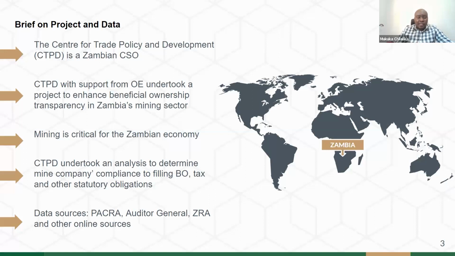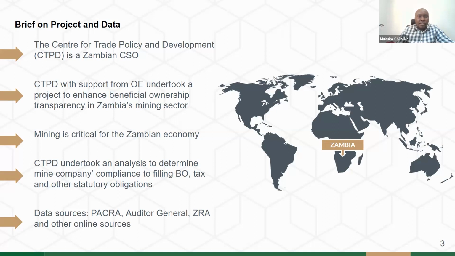So in recognizing the importance of the extractive sector, it's critical that the nation gets the expected benefits from the sector. So part of that is enhancing transparency. Transparency in licensing, transparency in terms of the tax revenue that is coming out of the sector, as well as transparency in terms of who are the actual owners of the mining operations in Zambia. So with this background, CTPD, with support from the Opening Extractives program, undertook a project to enhance beneficial ownership in the mining sector. So the focus of our project was on expanding access to beneficial ownership information.